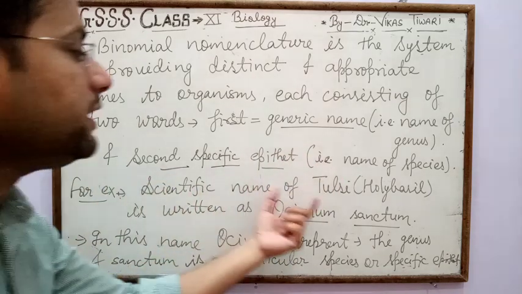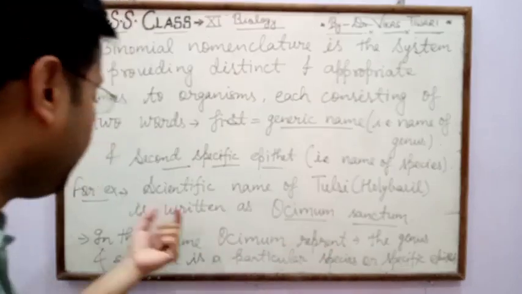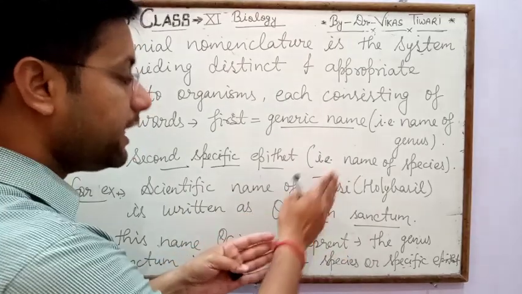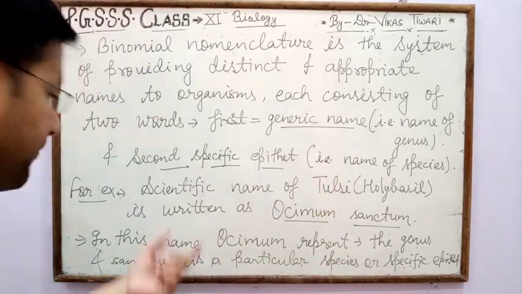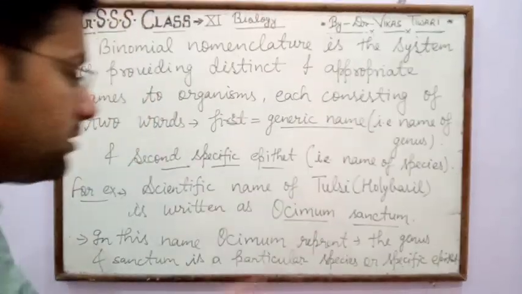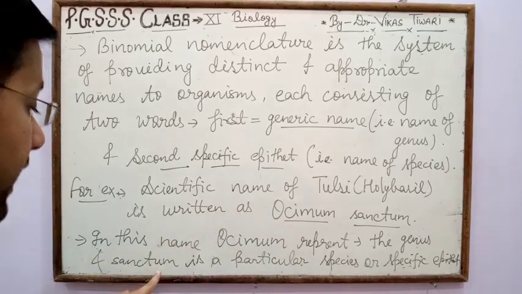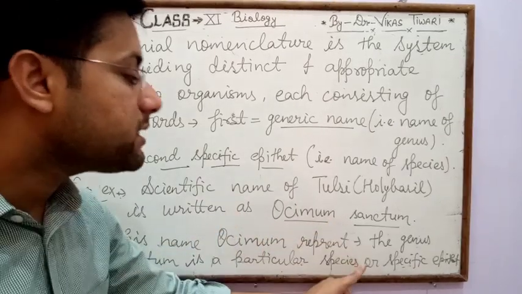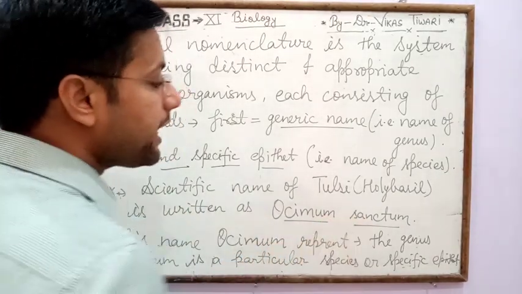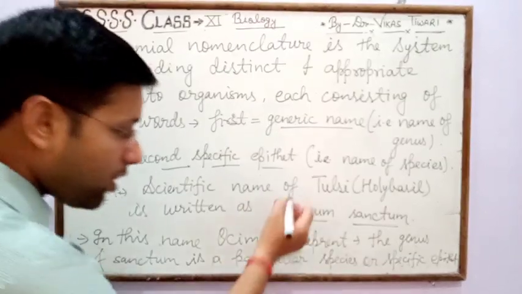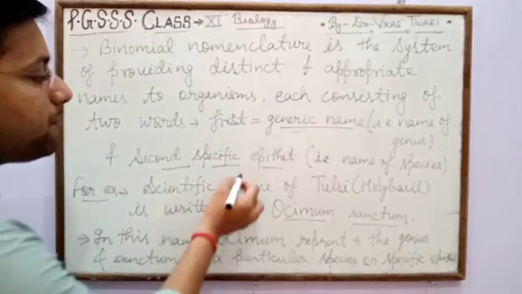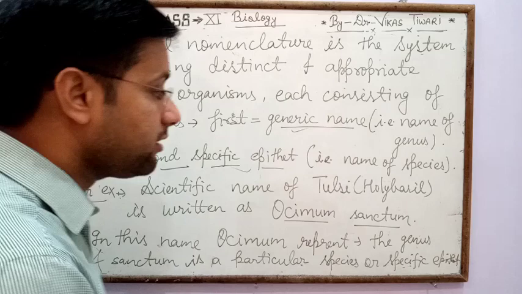For example, the scientific name of Tulsi, holy basil, is written as Ocimum sanctum. So Ocimum sanctum is the scientific or botanical name of holy basil. In this name, Ocimum represents the genus and sanctum is a particular species or specific epithet. Ocimum represents the generic name while sanctum represents the specific epithet.